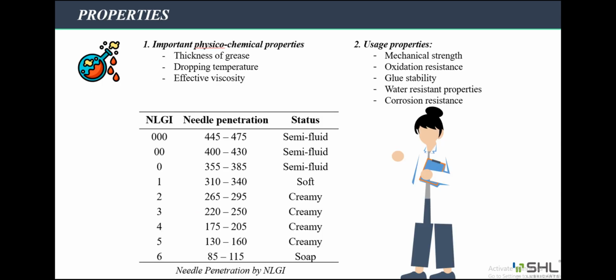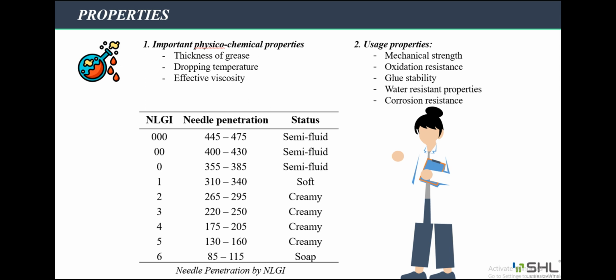Next, we will learn about the properties of grease. Here, we will be interested in two properties, physiochemical properties and usage properties. First, important physiochemical properties of grease include thickness of grease, dropping temperature and effective viscosity. About usage properties, include mechanical strength, oxidation resistance, glue stability, water resistant properties, corrosion resistance.